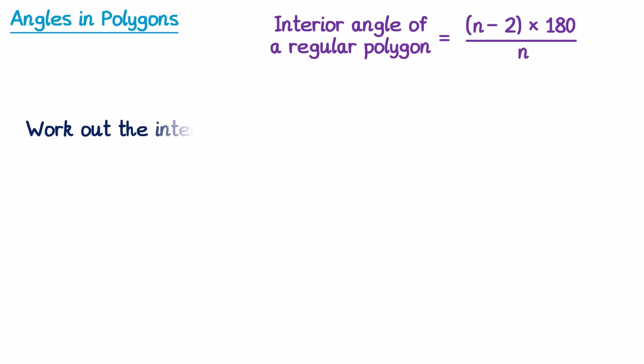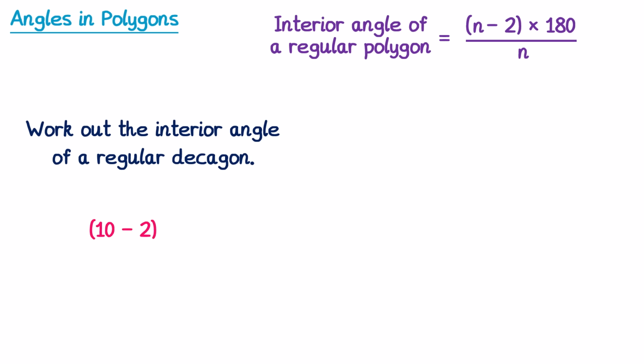What about this question here? Work out the interior angle of a regular decagon. We said earlier that a decagon had 10 sides, so we're just going to replace the n in the formula with 10. So we do 10 subtract 2 times 180, which would normally give us the interior angle sum, but we want just one of the angles, so we divide it by 10 since there are 10 of them. If you type this into your calculator, you'll get 144 degrees.